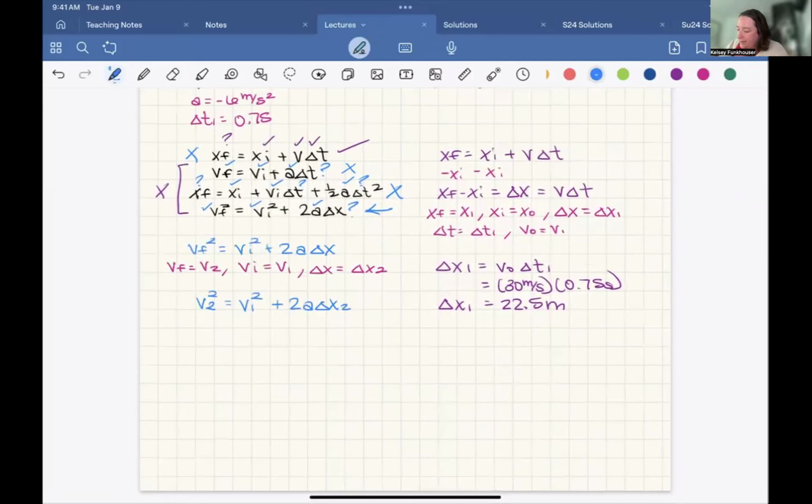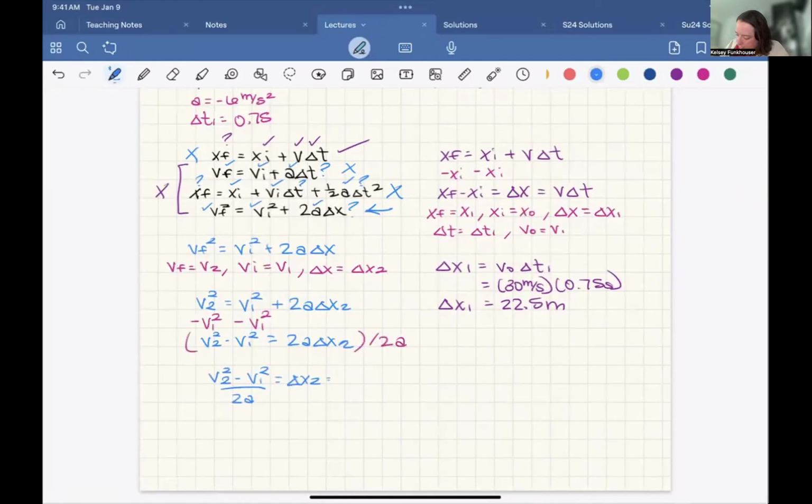Okay, and then we'll subtract the initial velocity on both sides. V2 squared minus V1 squared equals 2a delta x2. And then we'll just divide everything by 2 times the acceleration. And that will get us solving for that displacement. V2 squared minus V1 squared over 2 times acceleration equals displacement 2.